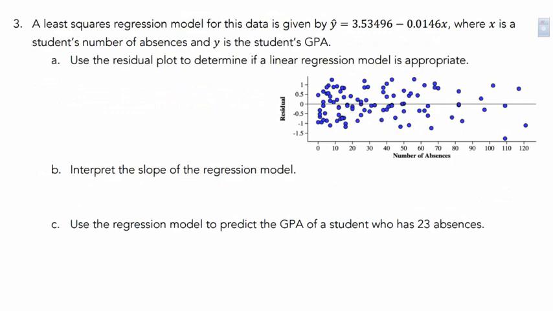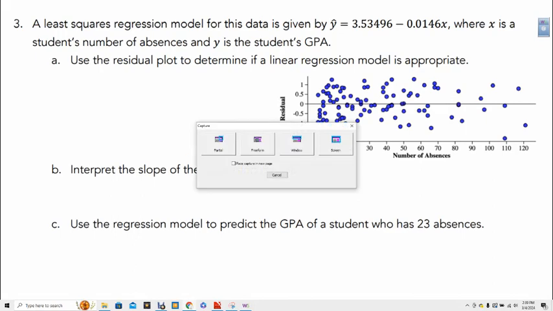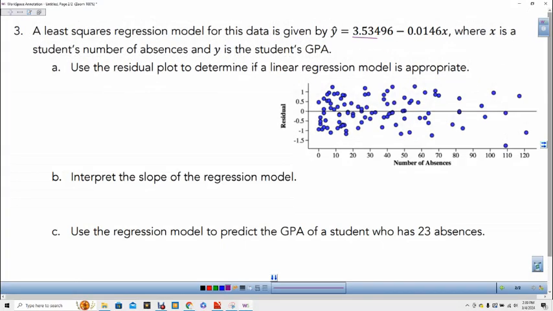All right, and number 3, a least squares regression model for this data is given by y equals 3.53496 minus 0.0146x, where x is a student's number of absences and y is the student's GPA. So what they're saying is that this is the equation that is approximating those points that we saw in the previous graph. So this is the residual plot. Use the residual plot to determine if a linear regression model is appropriate.